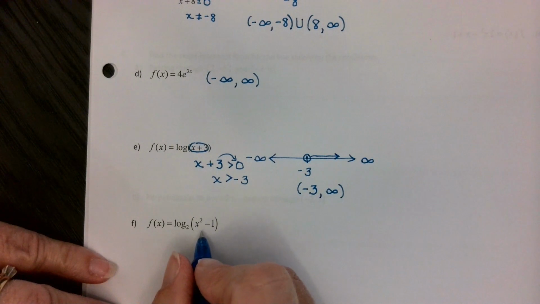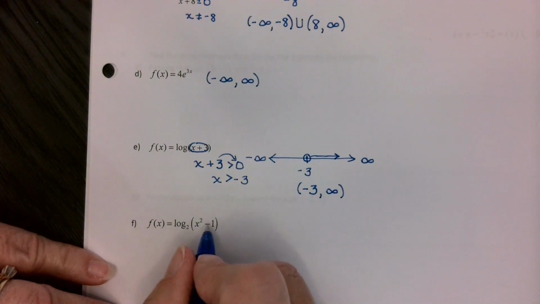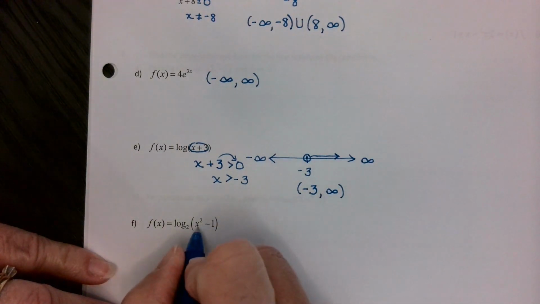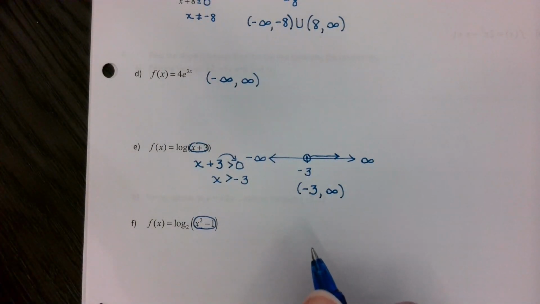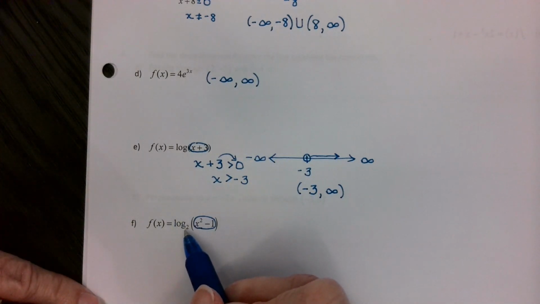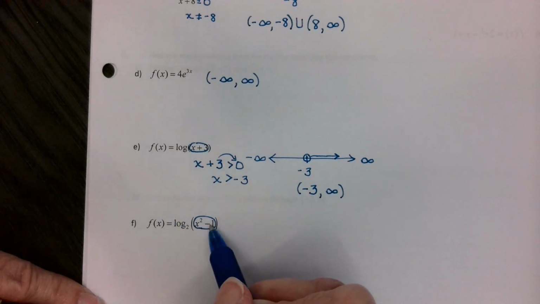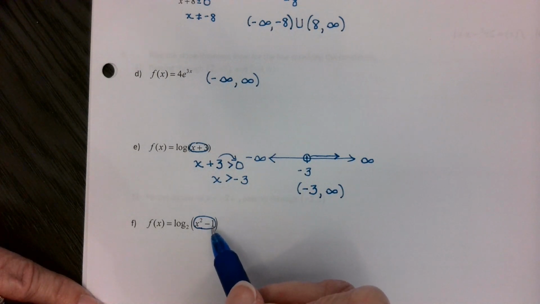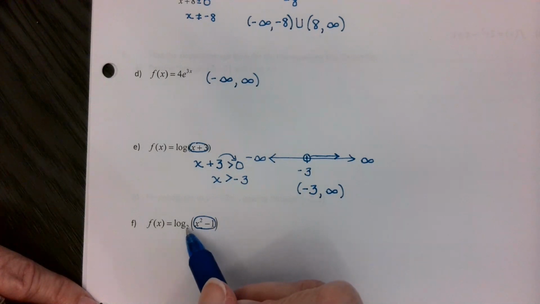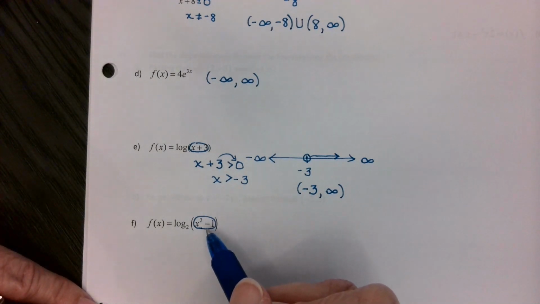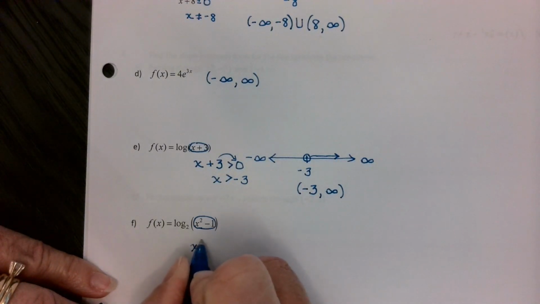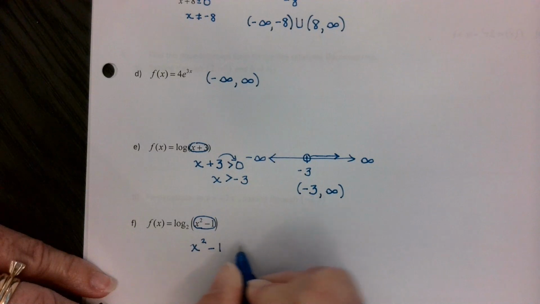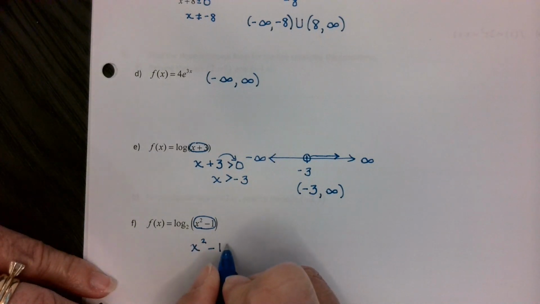Same thing here, okay? Doesn't matter about our base. It matters with this. This cannot be 0, and it cannot be a negative number, because what you're doing is you're saying 2 to the what power is going to give you whatever number that is. There isn't an exponent that you can raise 2 to get a negative number or a 0. Okay, so what we're going to do is we're going to say x squared minus 1 is greater than 0.